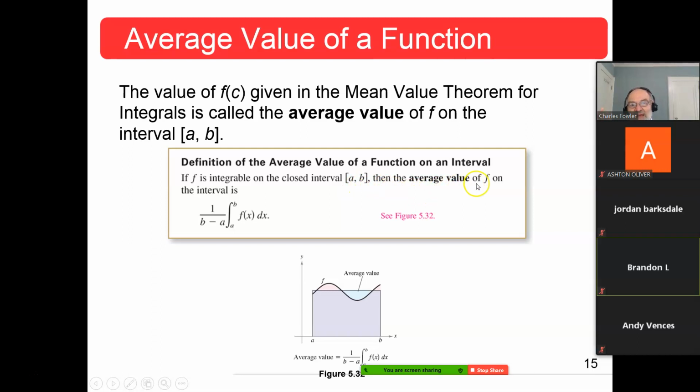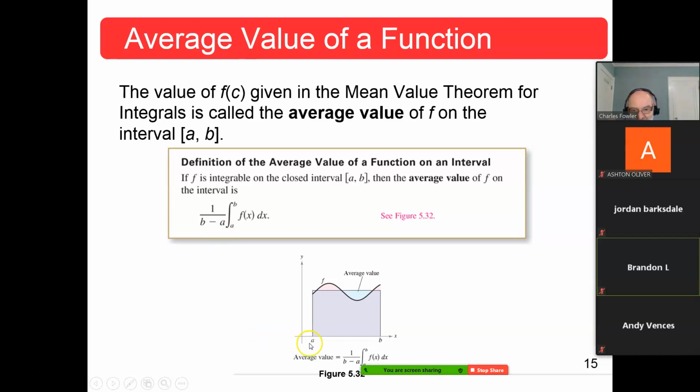Then the average value of f on that interval is this thing, exactly like we said. Remember we said before that f of c times b minus a was equal to this. So f of c, which is the average value, you divide both sides by b minus a. And that's the average value of the function.